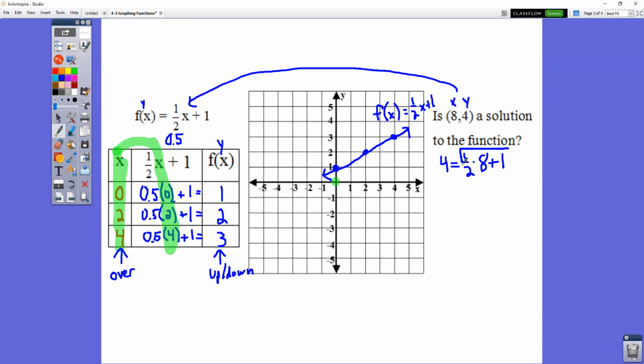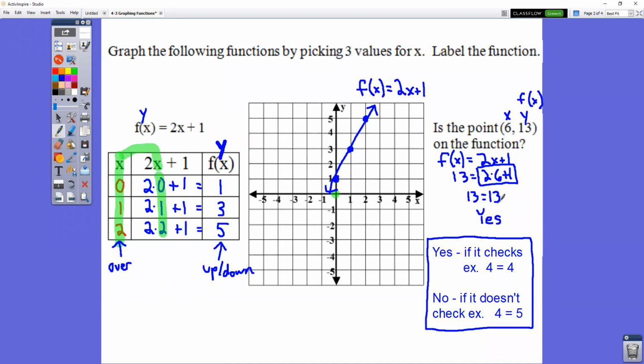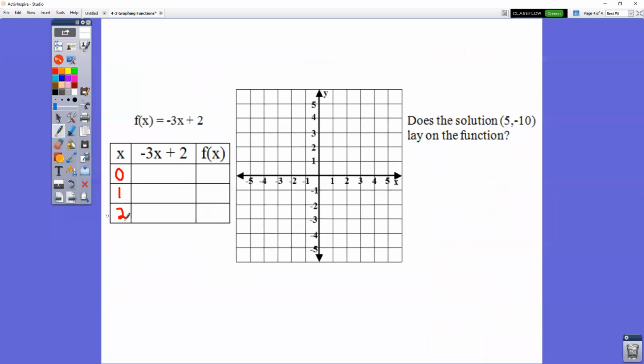Take this side of the equal sign and actually type it into the calculator. 1/2 or 0.5 times 8 is 4, plus 1 is 5 for that side. Does 4 equal 5? No, it doesn't. So therefore, our answer is no. Remember, if they don't match in the end, our answer is no. If they do match, like this previous one did, 13 equals 13, then it is a yes. So let's try one more.